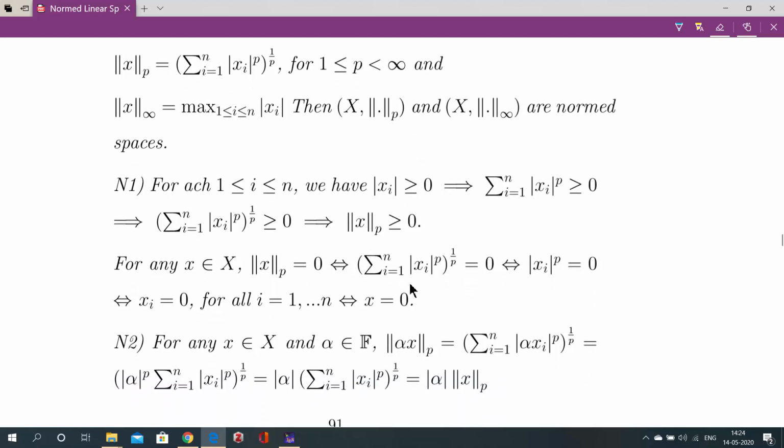And for any x belonging to X, norm of x over p equal to 0 implies that the summation of modulus of x_i to the power p, whole raised to power 1 by p, is equal to 0. And it implies that x_i is equal to 0 for all i equals 1 to n. So hence x is equal to 0.